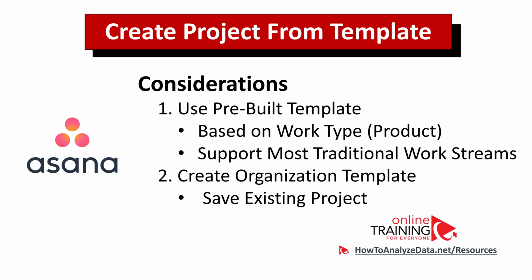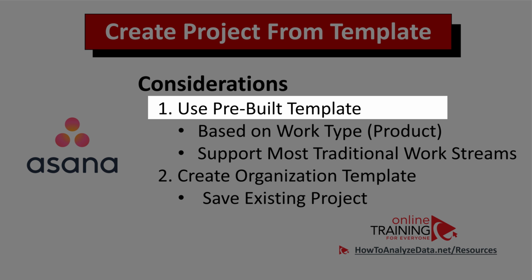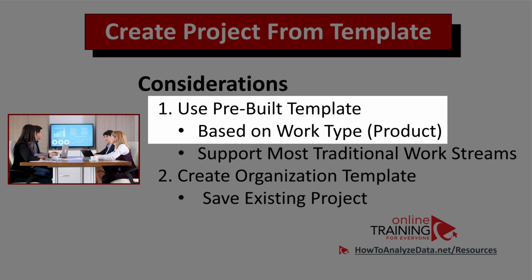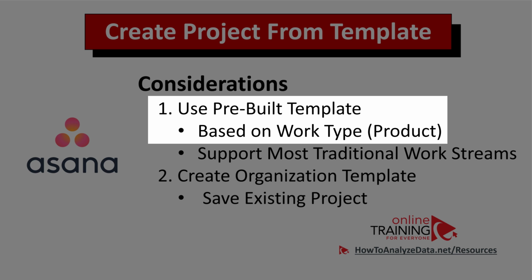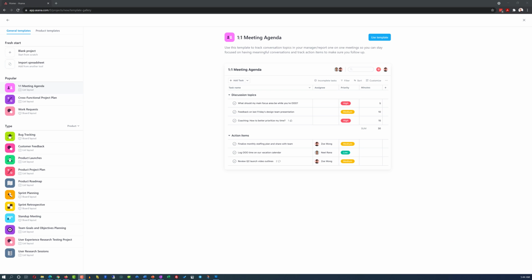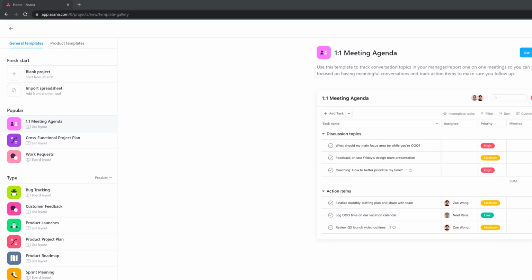Most of the time, when you're building a project from a template, you already have a predefined work stream or a process, which you're just trying to track in Asana. Because of this, you need to select the project based on the work type or product. This is Asana terminology that is being used. And the good thing is that Asana supports most traditional work streams. Let's look at each process and each work stream supported by Asana, where a template is provided, in more detail.